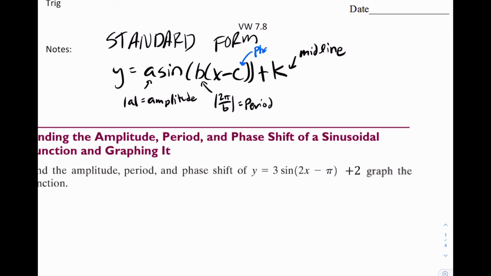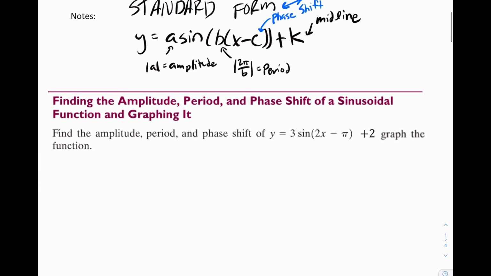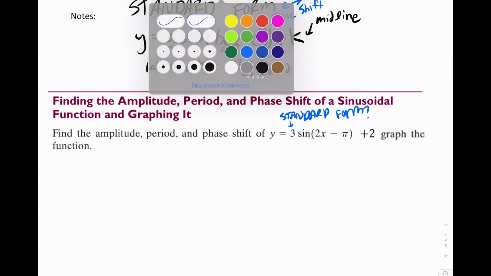So in algebra, you guys called it horizontal shift. In trig, we call it phase shift, but essentially it's the same thing. You're just moving left to right. So for our first example, the first question you always want to ask yourself is, is that standard form? You always want to figure that out. And for most of these questions, the answer will be no. You need to put it in standard form.